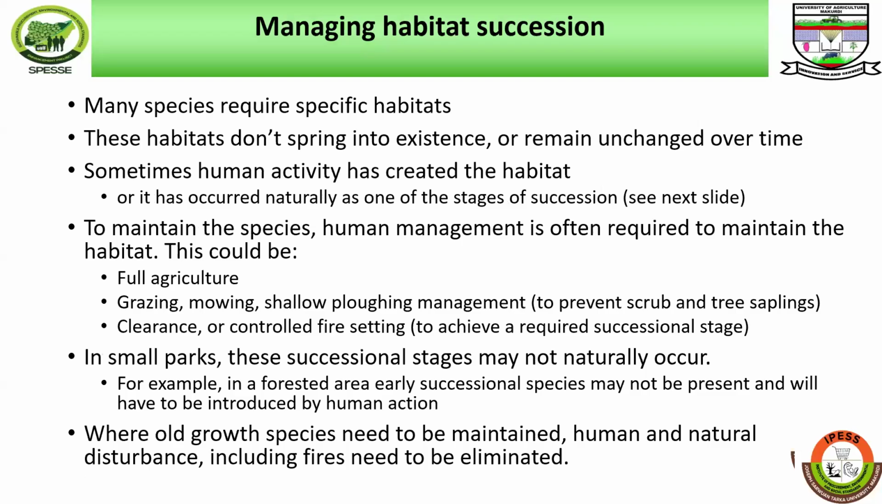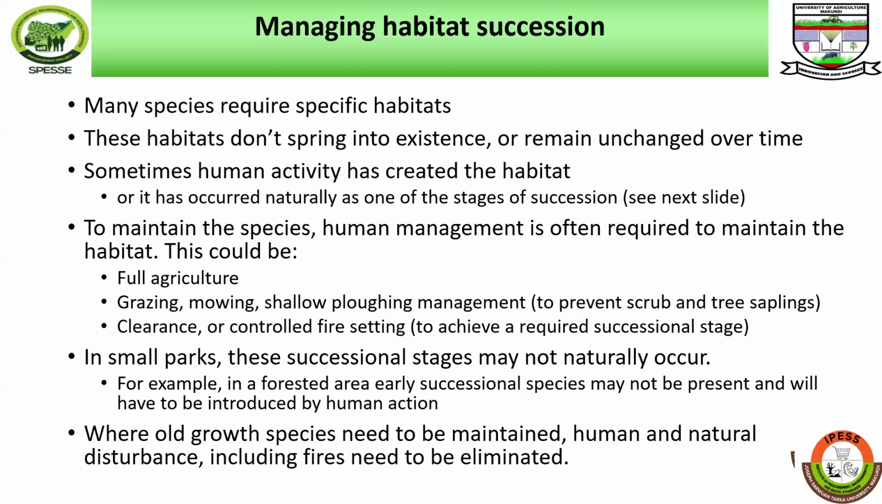Many species require specific habitats. These habitats don't spring into existence or remain unchanged over time. Sometimes human activity has created the habitats, or it has occurred naturally as one of the stages of succession. In the next slide, we'll be able to see different stages of succession. And so to maintain the species, human management is often required to maintain habitat, and this could include agriculture, grazing, mowing, clearance or controlled fire setting to achieve a required successional change or stage.